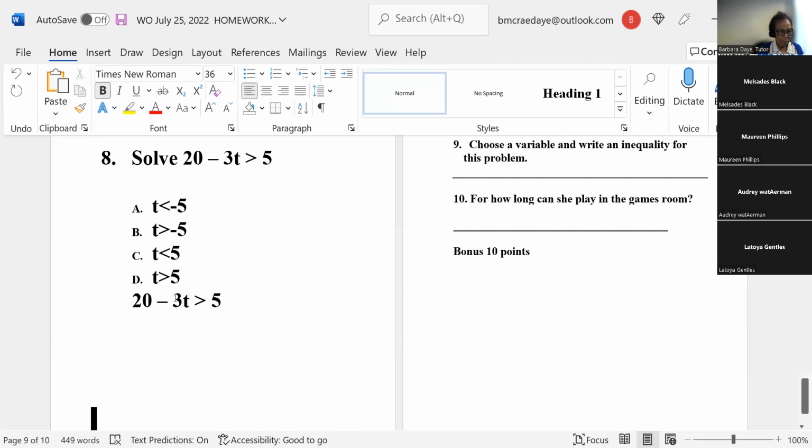Take away 3 on both sides, minus 3t on both sides. Why would you do that? You need to get the 20 with the 5. So what would you do? Add 20 on both sides. And then you still will have 20 plus 20 is 40, and then 5 minus 20. Subtract, yes. Subtract 20 from both sides.